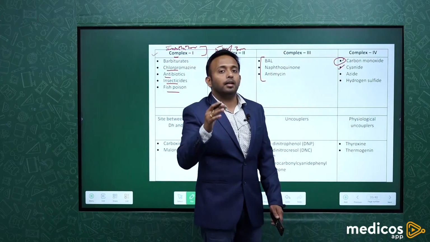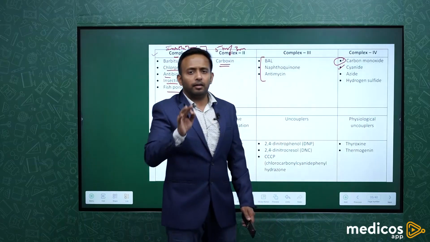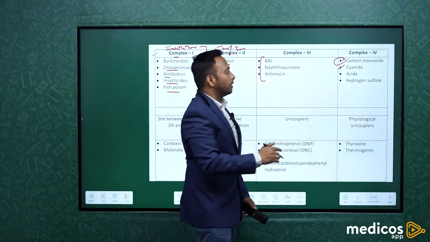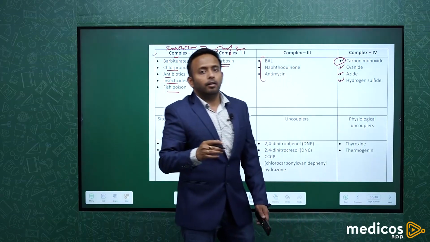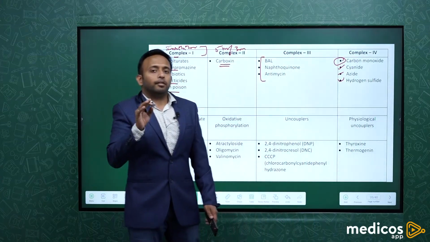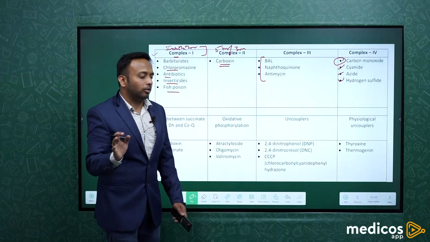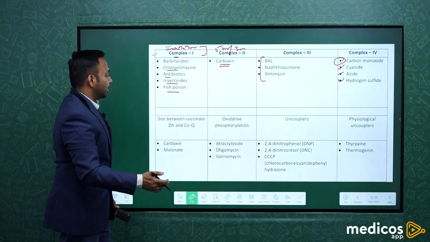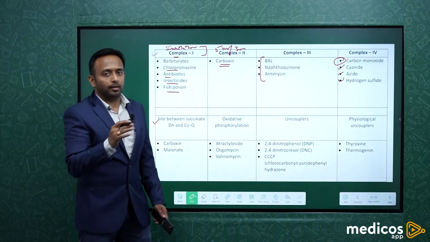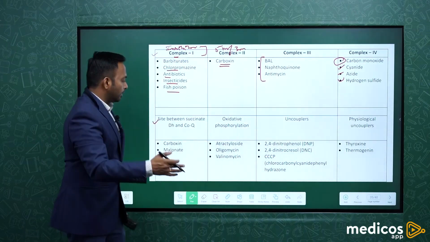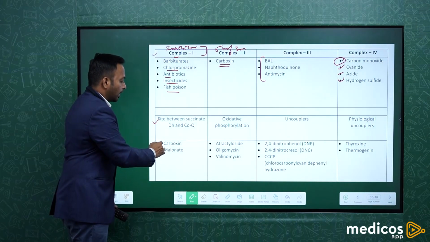Cyanide poisoning will inhibit complex 4 very efficiently. Others include hydrogen sulfide or azide. So these are the other molecules which can inhibit complex 4, and hence the electron transport chain is halted. Other than this, at succinate dehydrogenase, that is complex 2, inhibitors are very few: one is carboxin, the other is malonate.